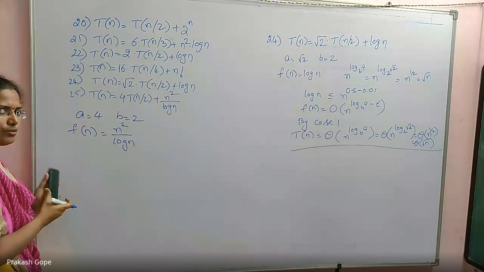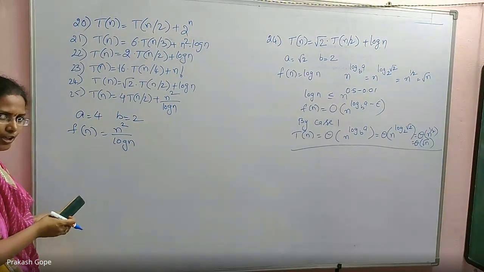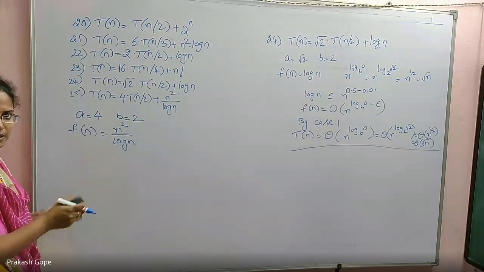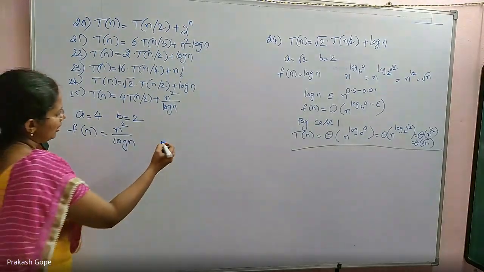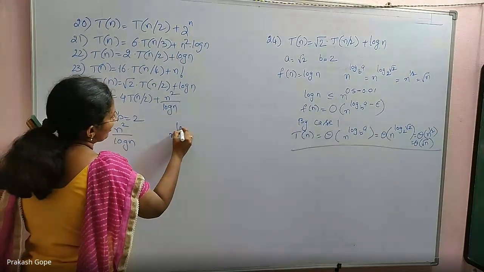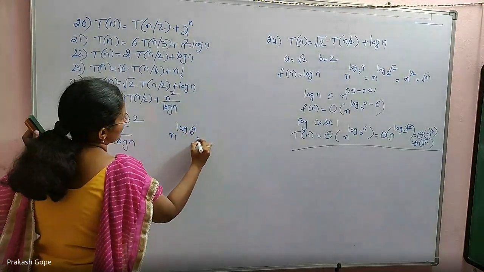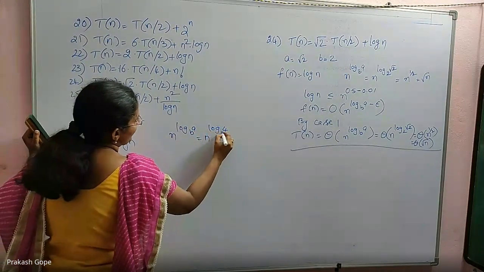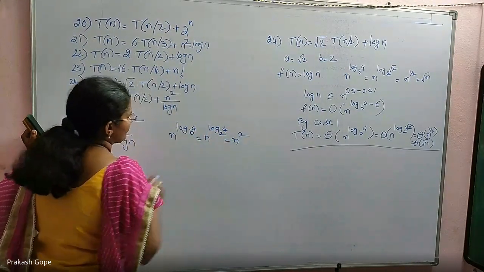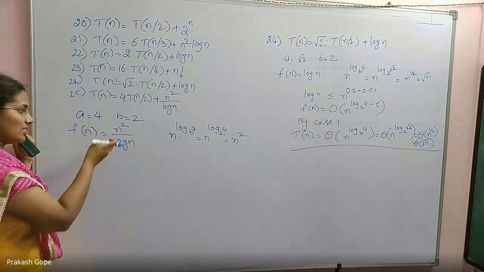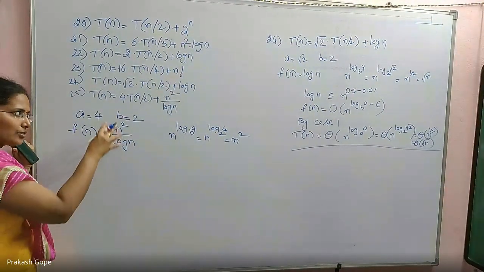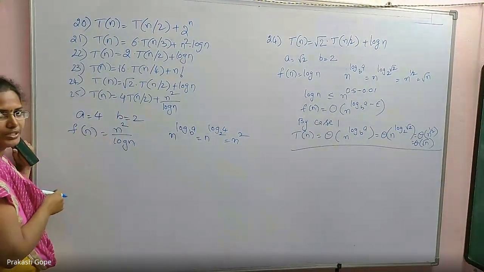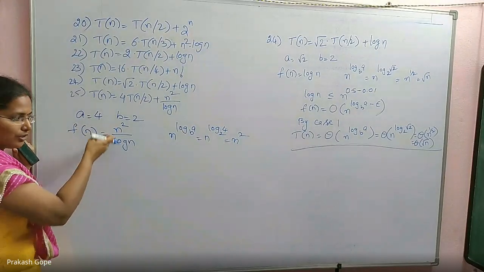So n square is divided with some value. So definitely it is lesser than n square. Then n power log a to the base b, which is n power log 4 to the base 2, which is n square. This is n square by log n. So this is much less than n square because you are dividing by log n.